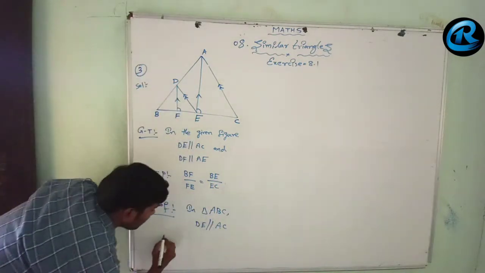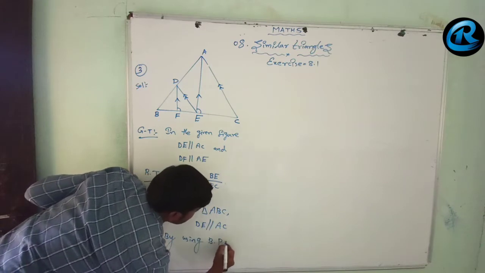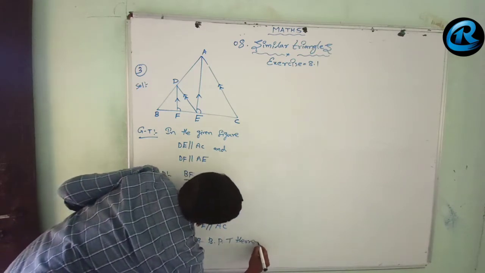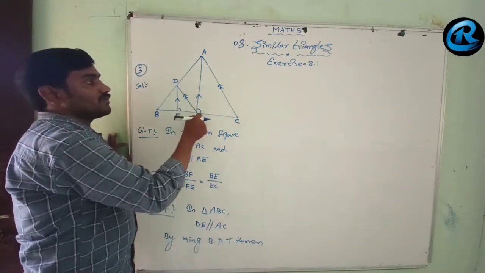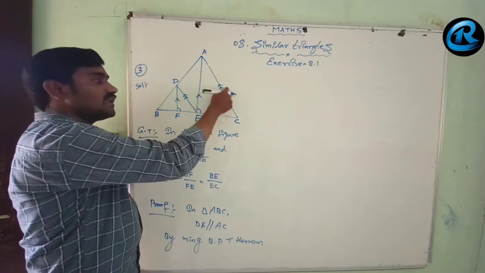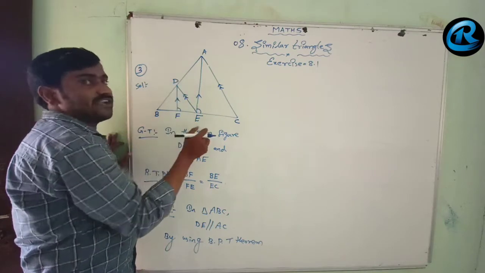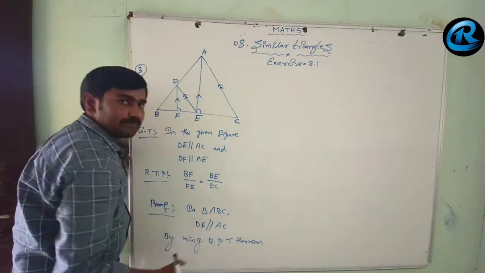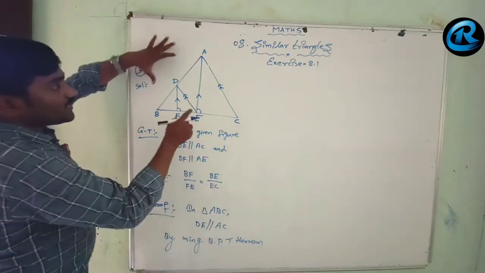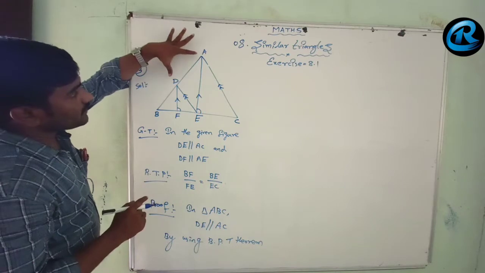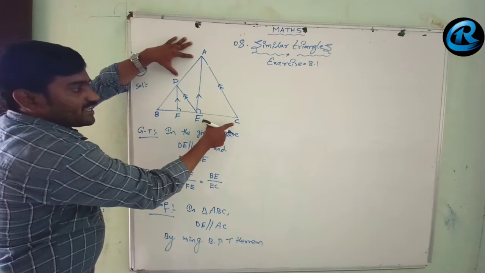So by using the BPT theorem, what can we write? By using the basic proportionality theorem, you have to write the complete theorem here. If a line is drawn parallel to one side of a triangle, it intersects the other two sides at two distinct points, and the other two sides are divided in the same ratio. Complete the theorem, so that there is a chance of getting full marks. So according to the BPT theorem, we can write AD by DB is equal to BE by EC.